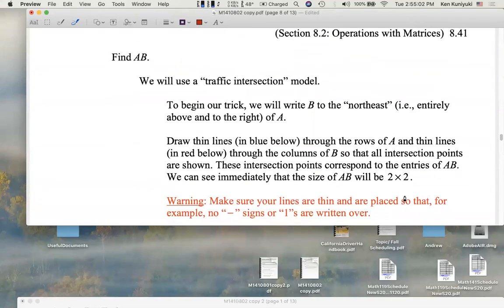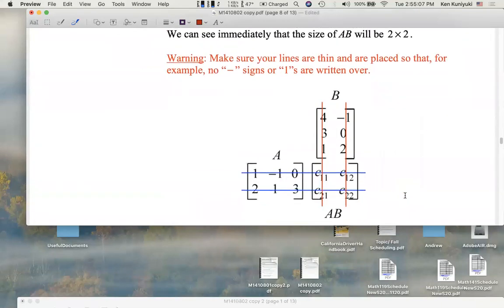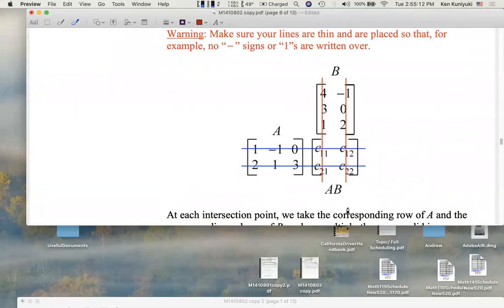A traffic intersection model, streets. So here's the idea. We want the matrix product AB in that order because BA is a different deal. The matrix A on the left, I'll put here. The matrix B, I'll raise up here. And then lightly draw these horizontal lines through the rows of A. Not too thickly though, because you don't want to cover up the negative signs.